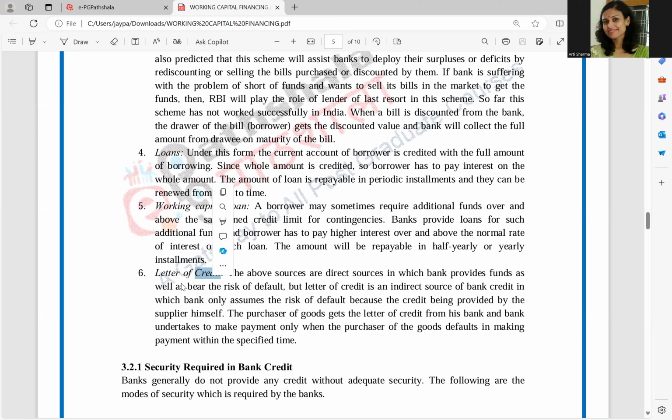लेटर ऑफ क्रेडिट को हम एलसी भी कहते हैं. The above sources are direct sources in which banks provide funds as well as bear the risk of default. But the letter of credit is an indirect source of bank credit in which the bank only assumes the risk of default because the credit is being provided by the supplier himself. क्योंकि यहाँ पर जो सप्लायर है वो वही क्रेडिट प्रोवाइड कर रहा है. And the purchaser of goods gets the letter of credit from his bank, and the bank undertakes to make payments only when the purchaser of goods defaults in making payment within a specified time.